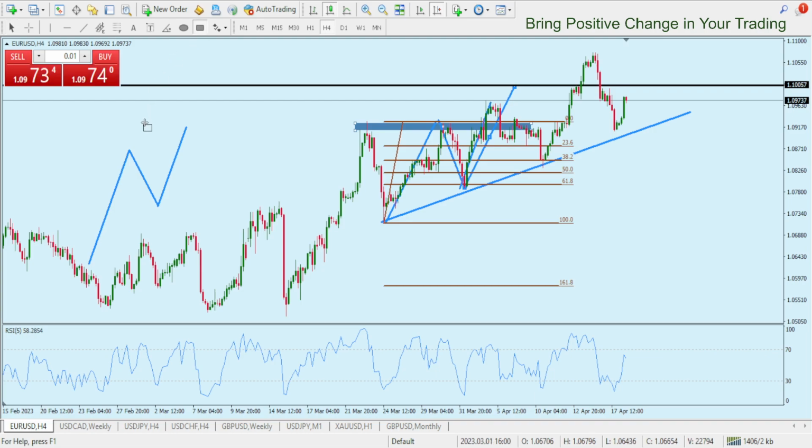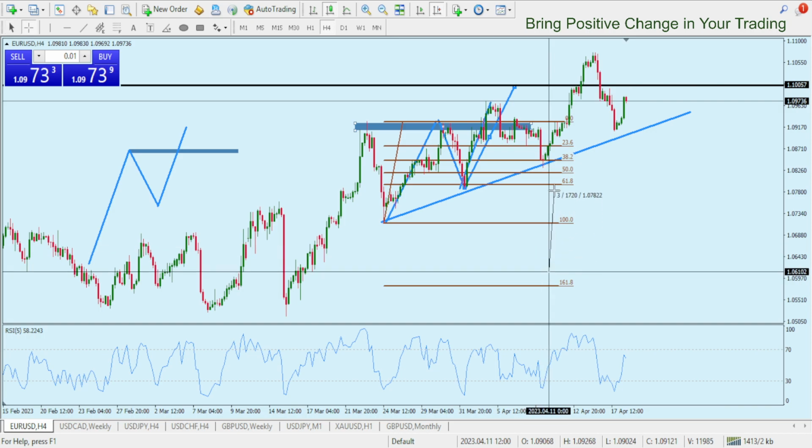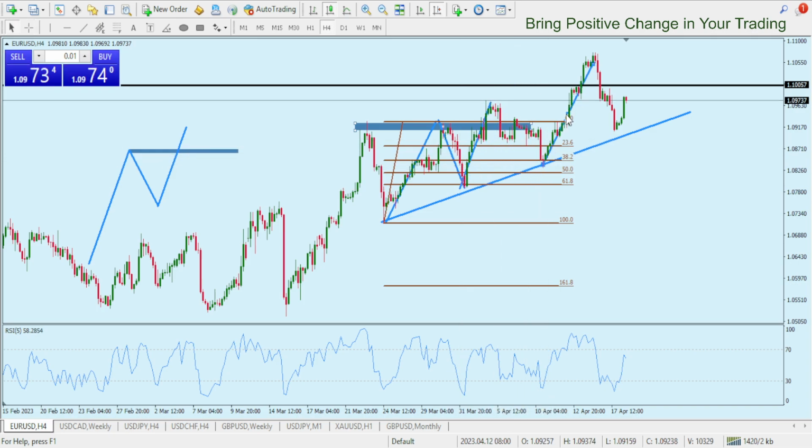When a breakout happens like this, usually the traders try to take buy trades. So very nice concept, but I will discuss that later. For now, just focus on this 61.8 and a new impulsive wave, and from here this impulsive wave got completed, and this is the point D for that.